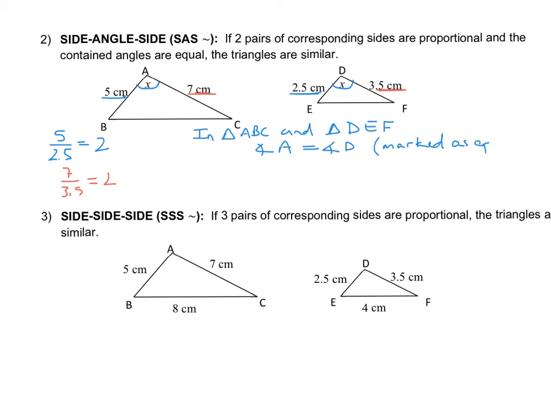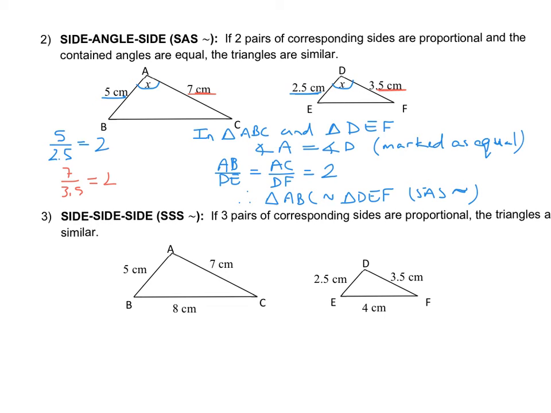marked as equal. Oops, that's supposed to say equal there. It's not very tidy. Okay, and then we know that the pair of side lengths, AB compared to DE, was equal to AC compared to DF, and that was equal to 2. So therefore we can say that triangle ABC is similar to triangle DEF, and that's through side, angle, side similarity. So that angle has to be contained between the two sides or we can't use it.